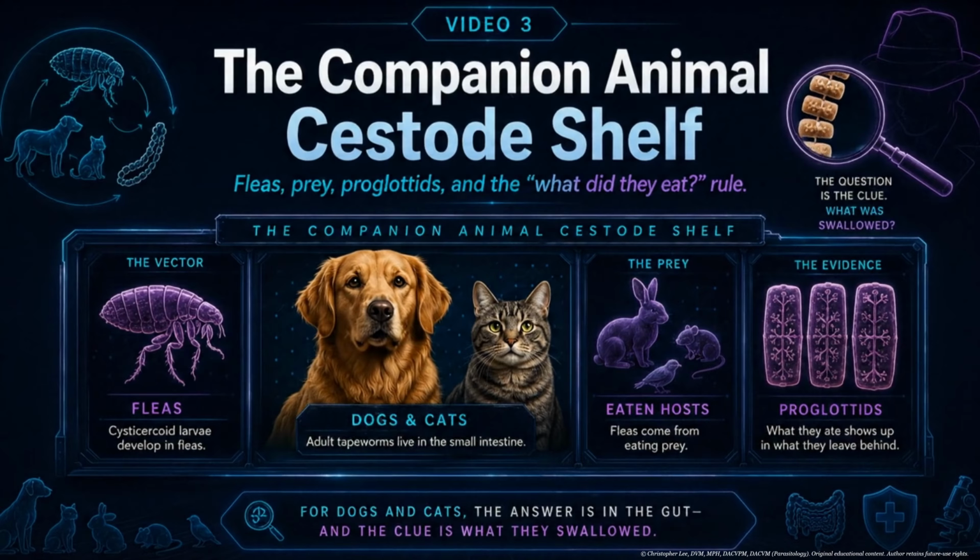In this video, we will organize 3 useful patterns: Dipylidium caninum, the flea-associated tapeworm, the broader Taenia-type prey and tissue pattern, and Hydatigera taeniaeformis, the classic cat-rodent connection that may still appear under the older name Taenia taeniaeformis. Watch for 4 clues: host, exposure, diagnostic stage, and control point. Once those patterns are organized, the species names and distinctions become much easier to retrieve.